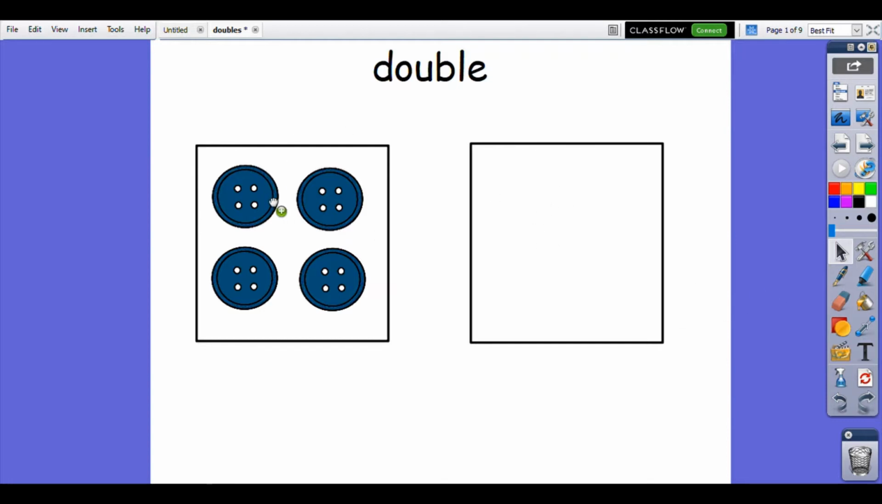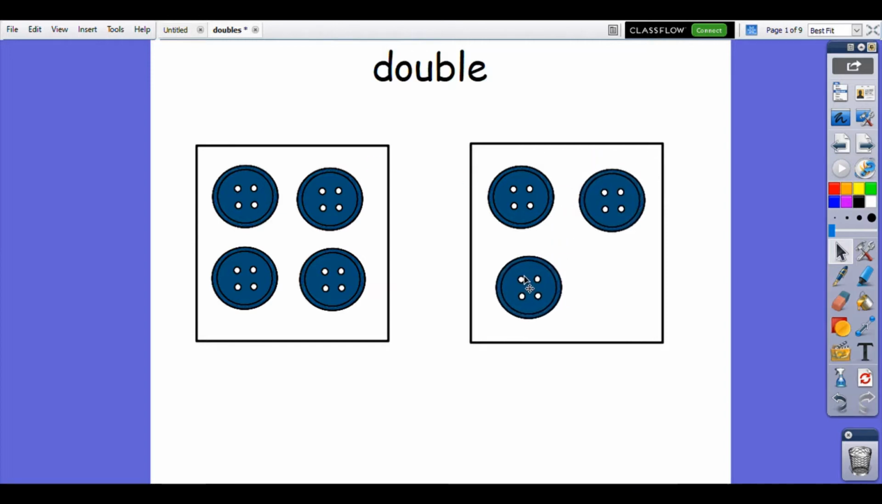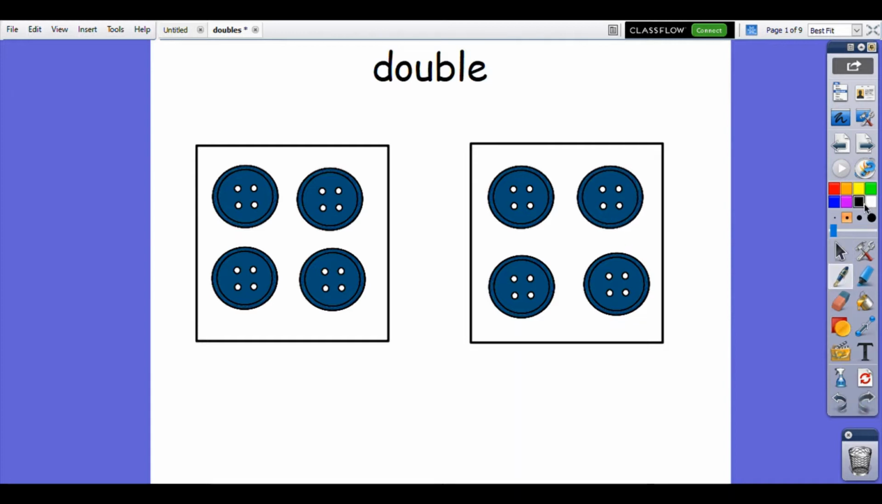The same again. So if I've got 4 in this one, to have double, I need to have an equal amount. I need 4 2 times. Have I done that correctly? Thank you. 4 in this box and 1, 2, 3, 4 also in this box. I've got the same, I've got equal amounts in each box. So I could write that as 4, add 4. I added another 4, didn't I?